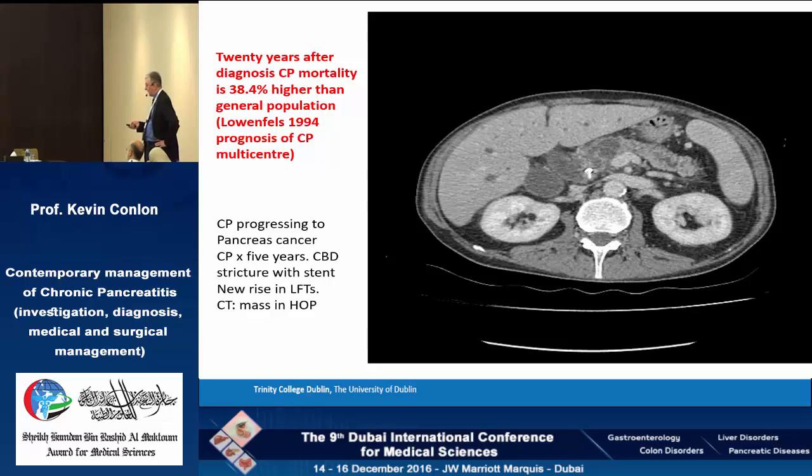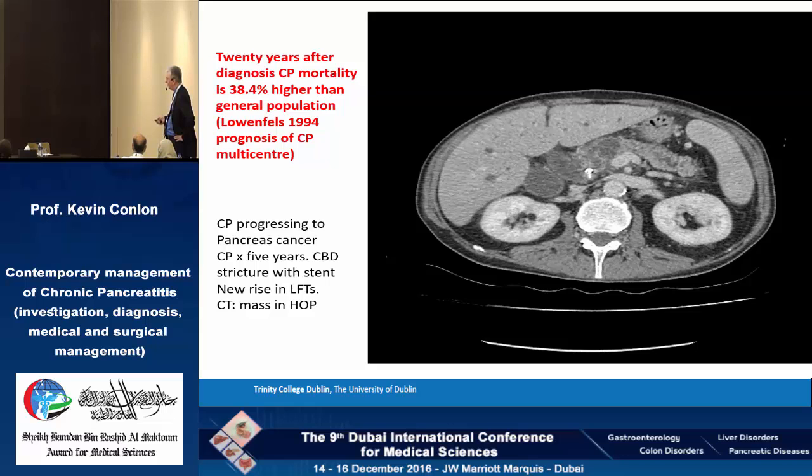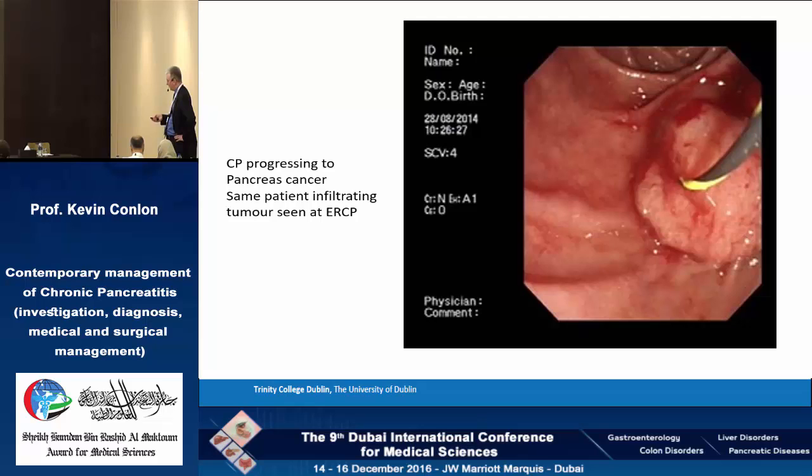And the problem is because of this case, one of my patients from last year, in July, a patient who we've been following for about 8 years with chronic pancreatitis. He came in with biliary obstruction. You can see the stent having been placed in. This was his gland. There was a suggestion of a mass, and he had a rise in his liver function test. And this was the finding at endoscopy, this fungating mass, and a biopsy came back as adenocarcinoma, and this is actually a pancreatic cancer infiltrating into the duodenum.